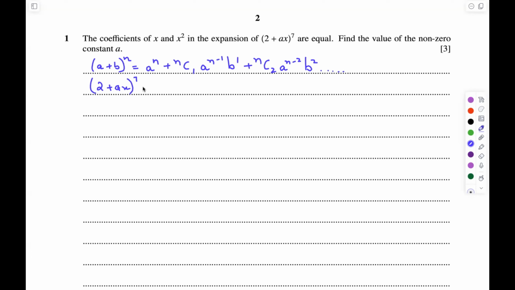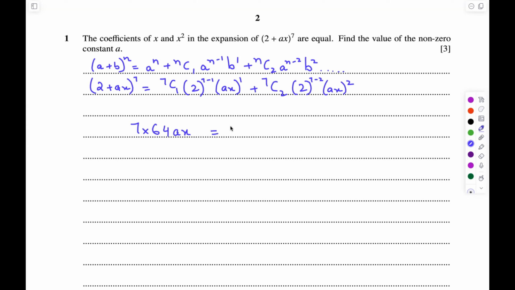So writing 7C1, a is 2, so that will become 2^(7-1) times (ax)^1, plus 7C2 times 2^(7-2) times (ax)^2. So 7C1 is 7, so that will become 7 times 2^6. 2^6 is equal to 64, so that will become 7 into 64 ax, and that is the coefficient of x.